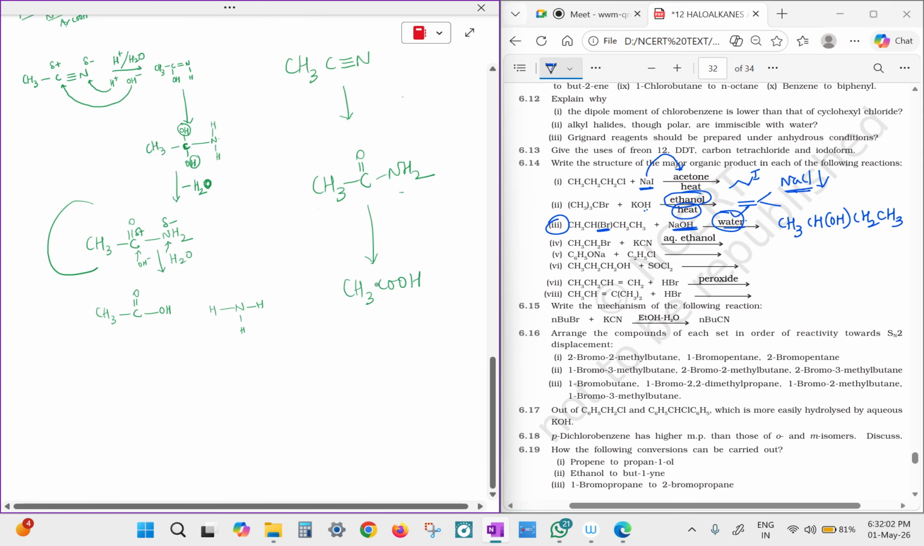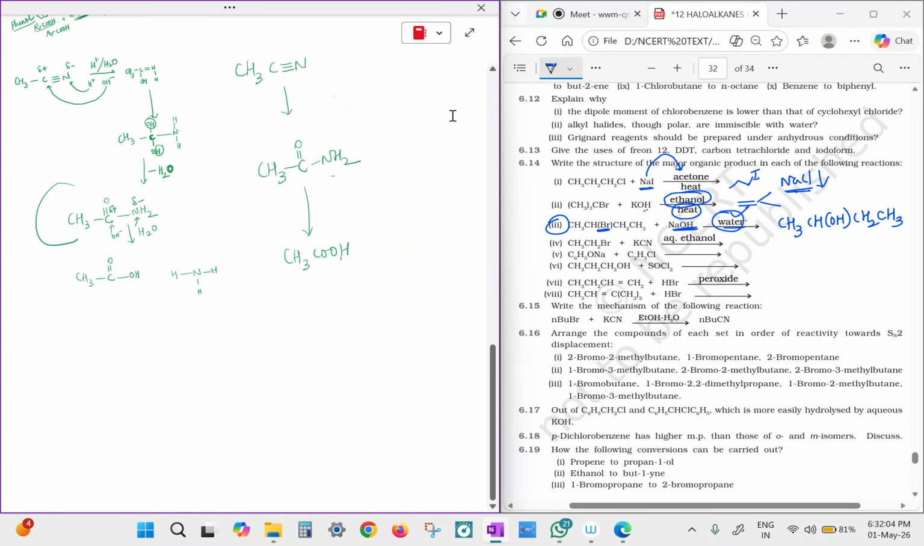Now, how do we use this? We can use it in a number of ways. I'll tell you. Supposing I've got CH3Cl and I want it to become CH3COOH. Can you plan the conversion using this reaction? I have got methyl chloride and I want ethanoic acid. How will you convert methyl chloride into ethanoic acid? Can you plan?